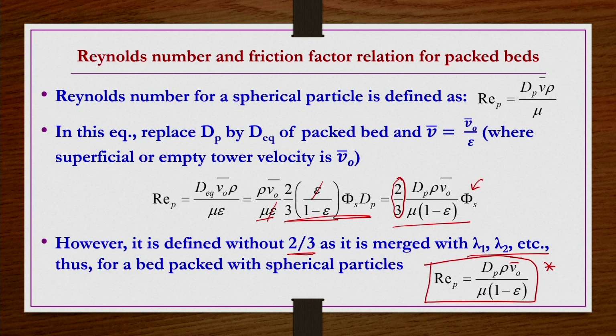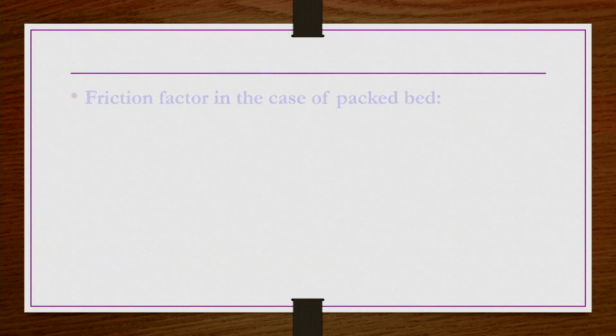You are not going to get anything multiplied by that, those kinds of things. So, either way, that is the reason the 2 by 3 can be taken off, right. Now, similarly, what we do is the friction factor. Friction factor in the case of a packed bed. Before that, what do we have for the friction factor in an empty tower?